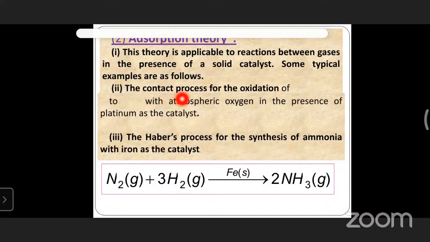In the contact process, because of the direct adsorption phenomenon only, we are getting new products. In the contact process, the oxidation of SO2 converts SO2 to SO3 with atmospheric oxygen. SO2 plus O2 gives SO3, in the presence of a platinum catalyst, or vanadium pentoxide is used as a catalyst. The contact process is used for the preparation of sulfuric acid.